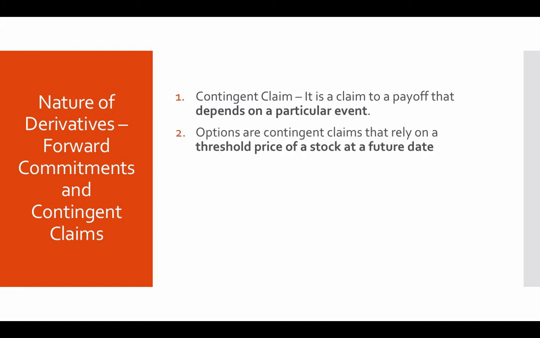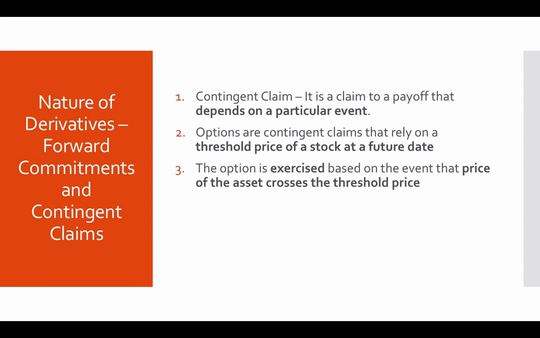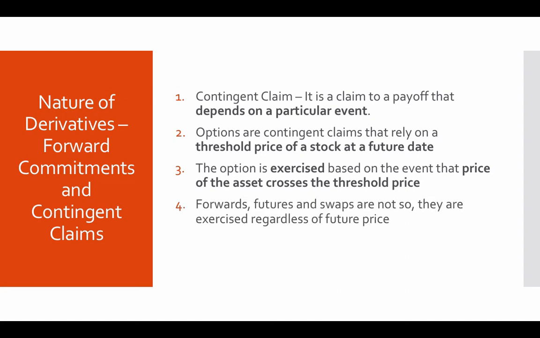Now, options are claims that rely on a threshold price of a stock at a future date. So, the stock price of the underlying asset being over or below the threshold price at a future date is the event to which options are contingent. So the option is exercised based on the event that the price of the asset crosses the threshold price.